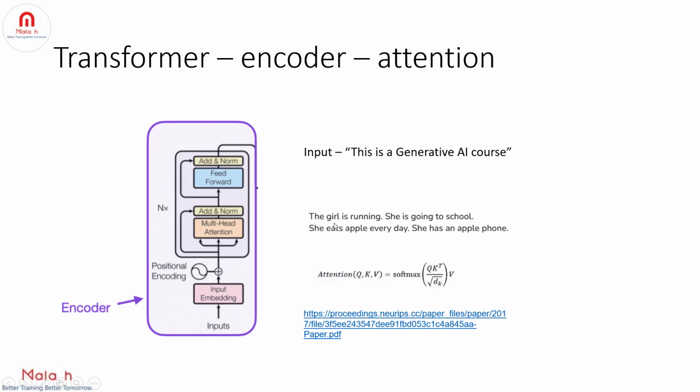As a human, we know the girl is running, she is going to school, so we know she refers to girl. But how will the model know? And also, if you see in the second sentence, one apple refers to fruit, and the other apple refers to Apple phone. So the same word apple with different meanings. So how will the model understand?